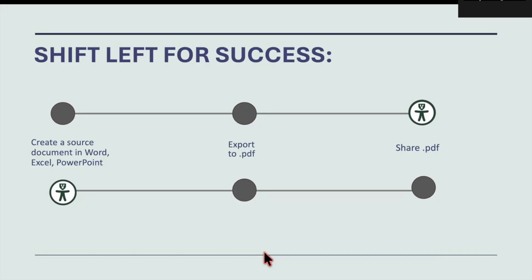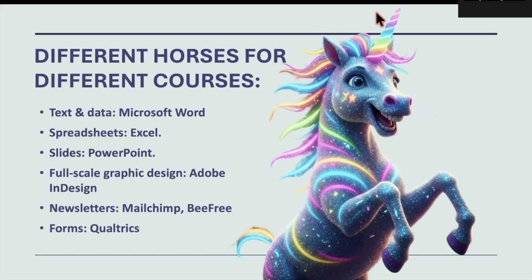So shifting left for success means we're going to create a source document in Word, Excel, or PowerPoint and make that source document accessible right at the beginning. And then when we export it to a PDF, we know that it is going to be accessible. Again, shifting left for success, building in the accessibility right from the beginning is going to make your process easier, more efficient, and less expensive.